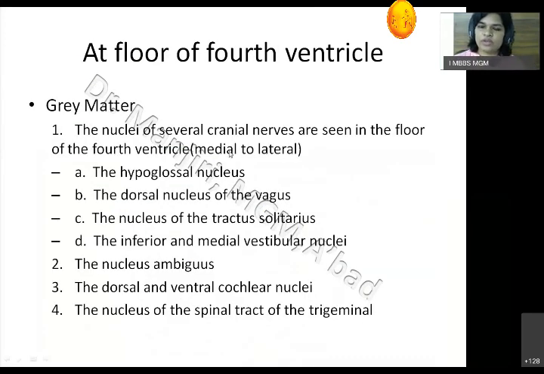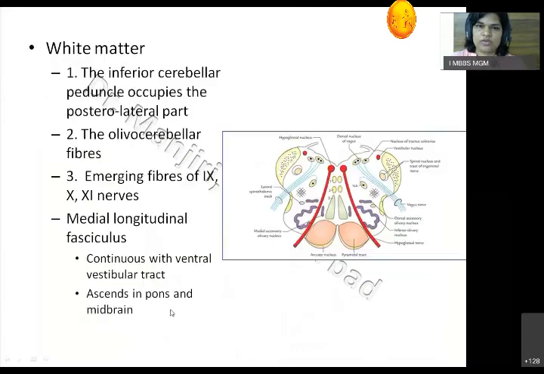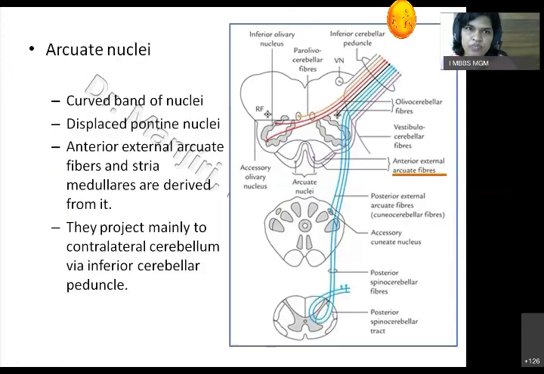Then we have already seen this. So white matter, we have seen that there is the inferior cerebellar peduncle, in the most posterolateral part. There are olivocerebellar fibers, and we have seen the cranial nerve nuclei, that is hypoglossal, vagal, and accessory. So all these three nerves also come through the posterolateral and preolivary sulci. Then there is the medial longitudinal fasciculus, which is related to the eighth nerve, so vestibular tract.